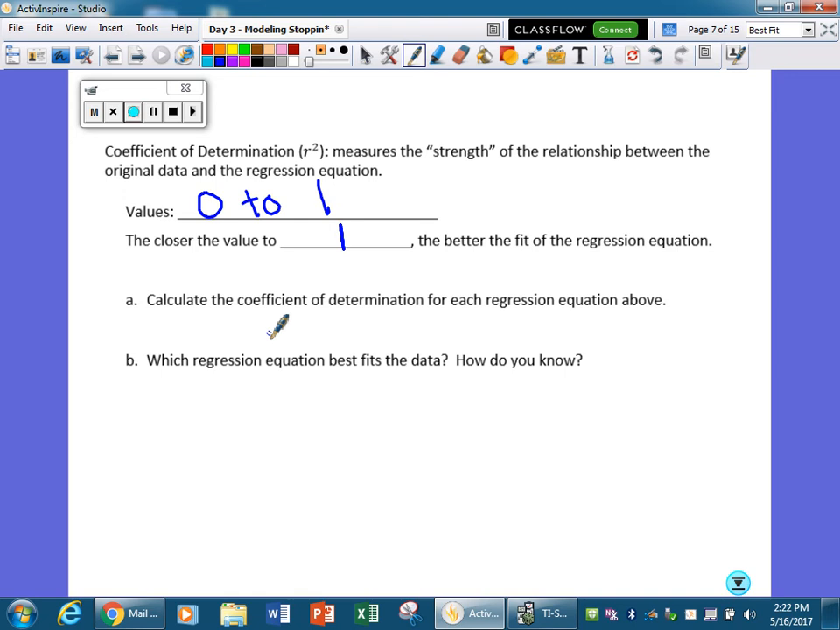So what we're going to do is go to our warm-up, and we're going to do that one first before we go back to that problem we were just solving. So calculate the coefficient of determination for each regression equation in the warm-up. I don't know why I said above. We're doing it in the warm-up, which is on your paper, so don't worry about it. Okay, so we're going to do a linear one, and we're going to decide what R squared equals. Then we're going to do an exponential.